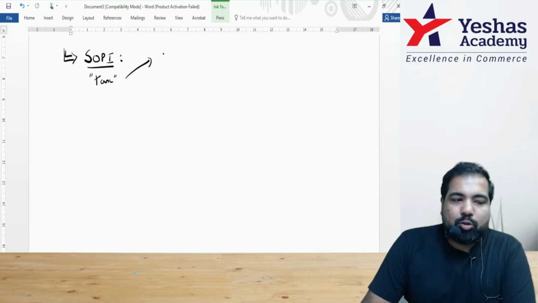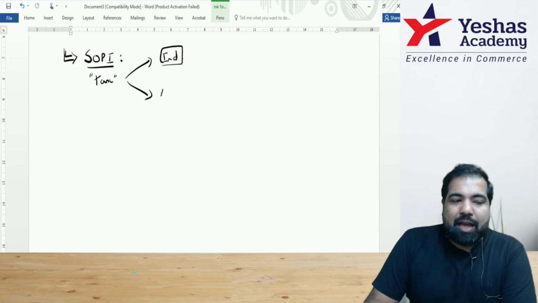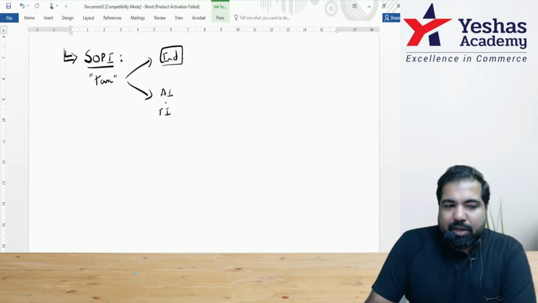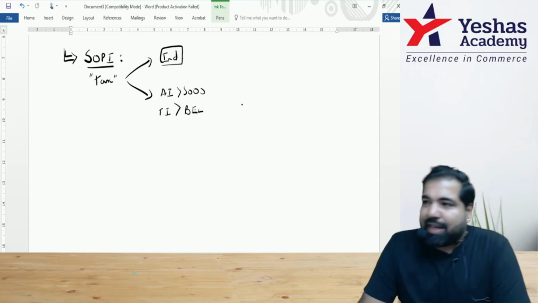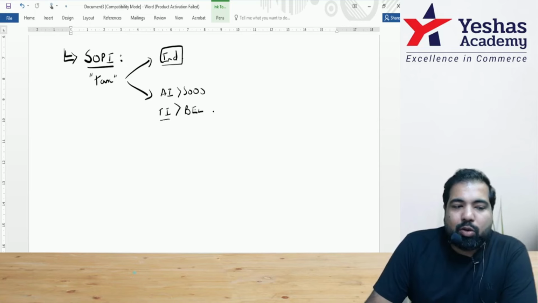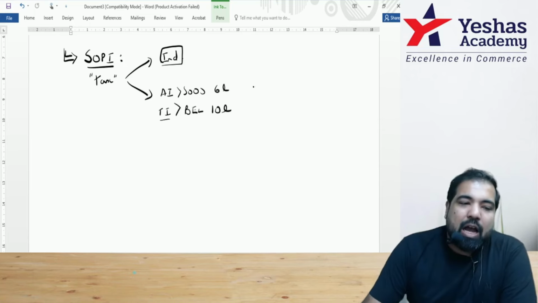But for SOPI, you need to be an individual. And second, you need to have 2 incomes: agriculture income also and taxable income also. Agriculture income more than, and taxable income more than, the basic exemption limit. If this happens, then SOPI will apply. Example, guys, total income 10 lakh, agriculture income 6 lakh. Will SOPI apply? Yes. How is SOPI calculated?